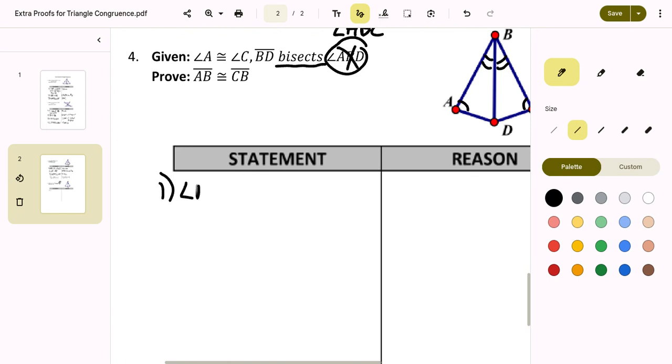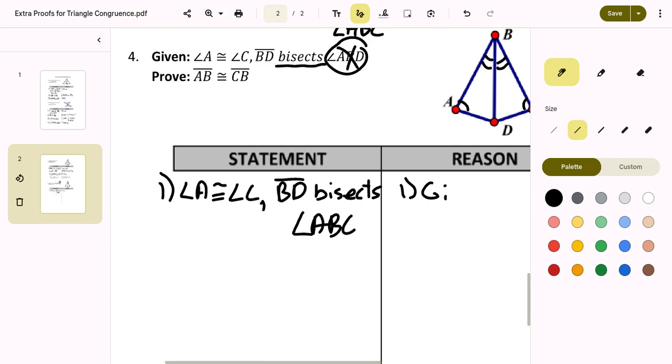So we have angle A is congruent to angle C, and we have that BD bisects angle ABC. These are our two parts. That's going to be given.